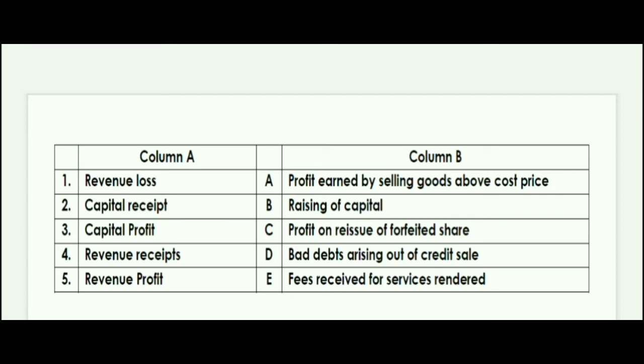So please pause the video, write down the answer, and learn all the answers. Revenue loss, bad debts arising due to credit sales, and so on. Please do this.